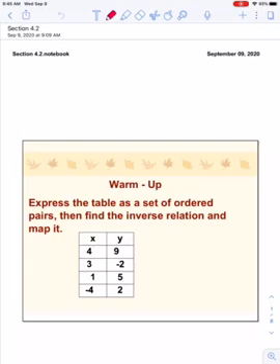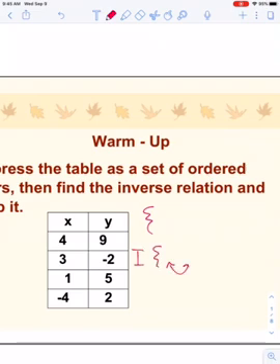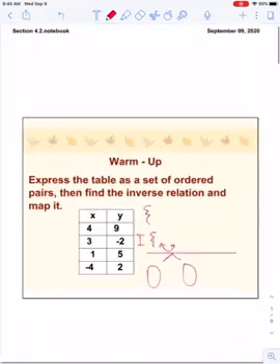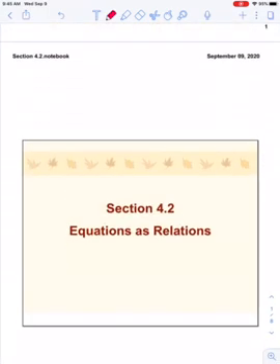Okay, so the warm-up is 4-2. The warm-up is just to write the table as a set of ordered pairs and then find the inverse and then map it. I'm not going to do this with you. You're going to write the set of ordered pairs from the table. You're going to find the inverse, which is going to be the flip of all of those. And then you're mapping the inverse. So what you get from this set of ordered pairs, you're going to put into the mapping. So pause it, do the warm-up, and then keep going.